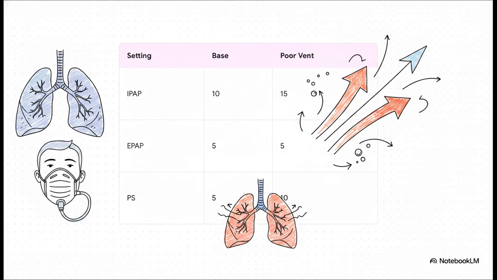Well, we need to increase their pressure support. To do that, we leave the EPAP alone at 5, and we crank the IPAP up to 15. The new math? 15 minus 5 gives us a new doubled pressure support of 10.